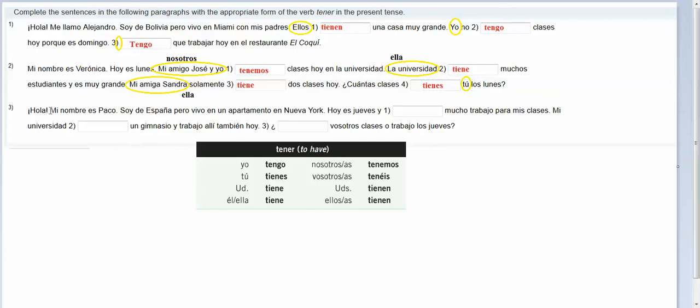Okay. Hola, mi nombre es Paco. Hi, my name's Paco. Soy de España, pero vivo en un apartamento en Nueva York. Hoy es lunes y blank mucho trabajo para mis clases. So again, in this sentence, there's no subject. So we have to go back to the one before, and he says, soy. And we know soy goes with yo, vivo ends in o, which goes with yo. So the subject that we would want is still going to be yo. Okay, so then if you pick yo, then what you need is tengo.